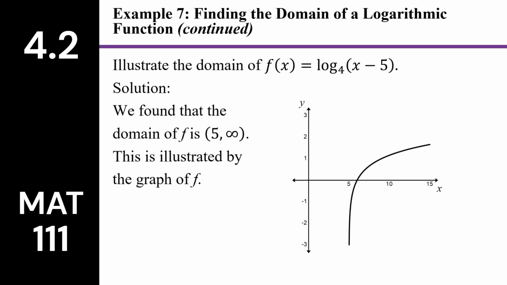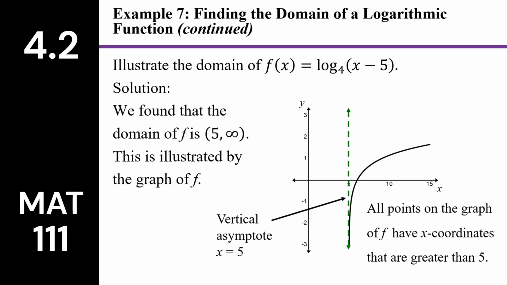We actually are done with this question, but we want to illustrate this domain by taking a look at the graph. Note that we found that the domain was everything greater than 5, and this is illustrated by this graph. Notice that we have a vertical asymptote at x equals 5. Therefore, all points on the graph of f have x coordinates that are greater than 5.